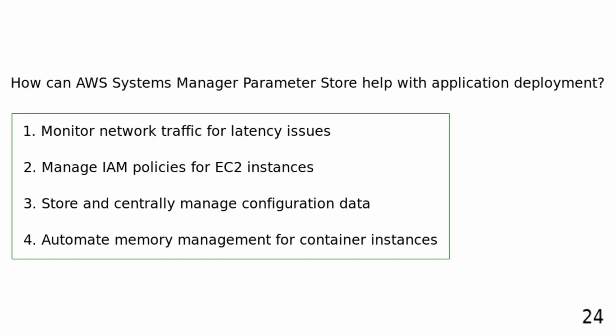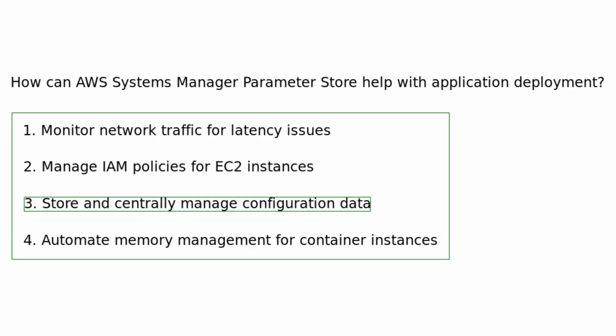How can AWS Systems Manager Parameter Store help with application deployment? Monitor network traffic for latency issues. Manage IAM policies for EC2 instances. Store and centrally manage configuration data. Automate memory management for container instances. AWS Systems Manager Parameter Store allows users to store and centrally manage configuration data, making it easier to deploy applications across multiple instances with consistent configurations.